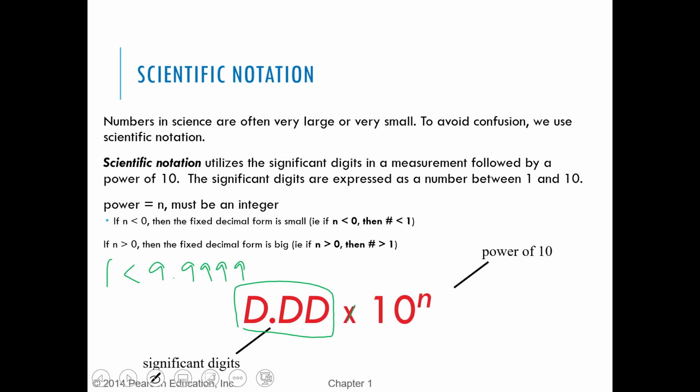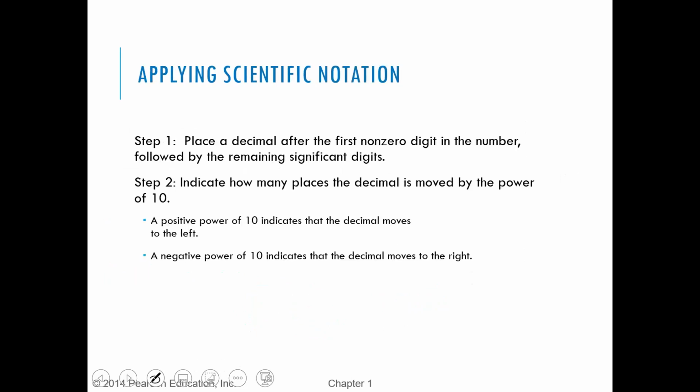And then we say times 10 to the nth power. So n is a whole number. It can be positive, it can be negative. Now if n is less than 0, so if it's a negative power, then the number that I am trying to express is less than 1. If it is a power greater than 0, then the number that I am expressing is greater than 1, so it's a larger number. I'm going to give you some examples.